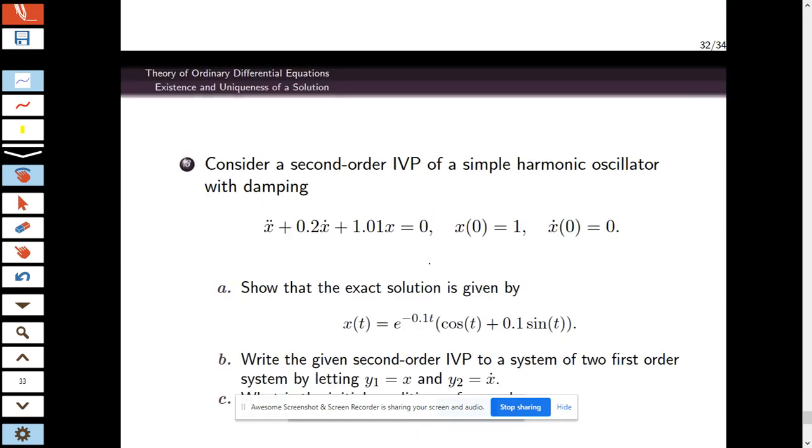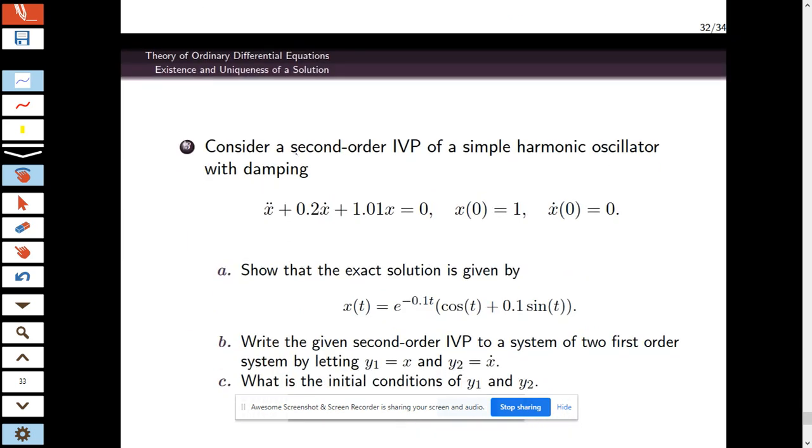Okay. And then you have another second order, a simple harmonic oscillator. Okay, show that the exact solution. Tengok ni. This one I can actually write like this: X double prime plus 0.2 X prime plus 1.01 X equals 0. Second order homogeneous equation. How do you find the exact solution? You have to find the root. Yes, thank you, Tan. So get a characteristic equation, check the roots, see what type it is, and then you should be able to get the solution. Okay.